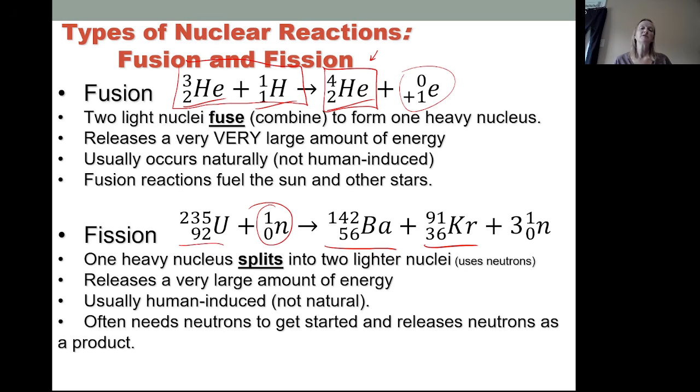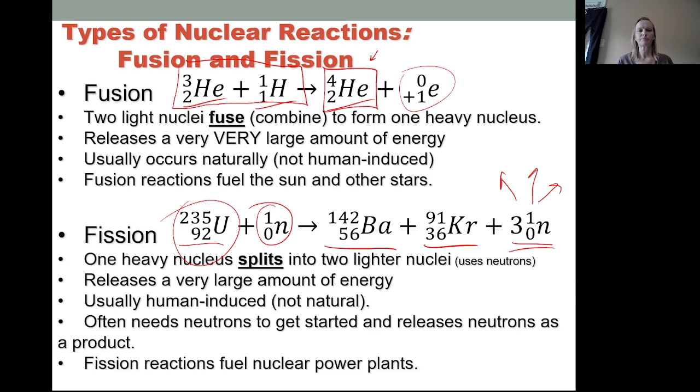But in the process of splitting into two smaller atoms, more neutrons are released. And then those neutrons can go off in different directions and bombard more uranium atoms and make them unstable and cause them to undergo fission. So this is a chain process. It needs to be controlled very carefully to make sure that it doesn't get out of control and release too much energy all at once, causing a nuclear meltdown. And so this type of reaction would be used in nuclear power plants.